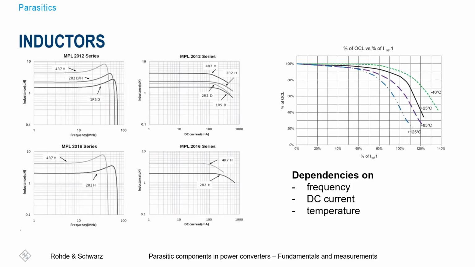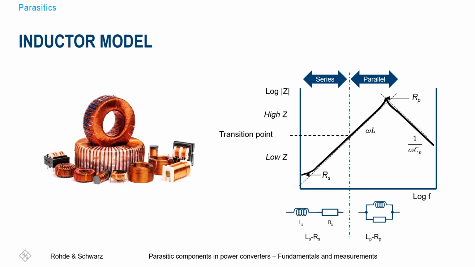And also, depending on the temperature, it will change. Now, let's explain a little bit about its model. This model is the opposite to the one of the capacitor, and you can see here clearly in the graph. In this case, for lower frequencies, we will have a low impedance. The inductor is modeled as in series with a resistance, and after a transition point, it will be modeled in parallel. So we have here, for mid-frequencies, the inductor in parallel with a resistance.